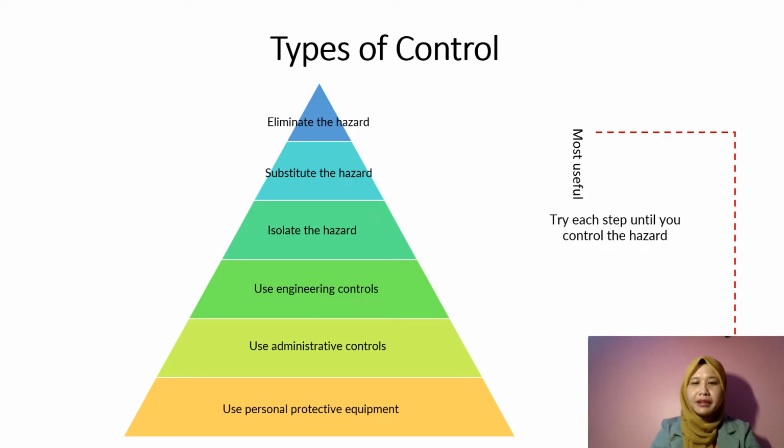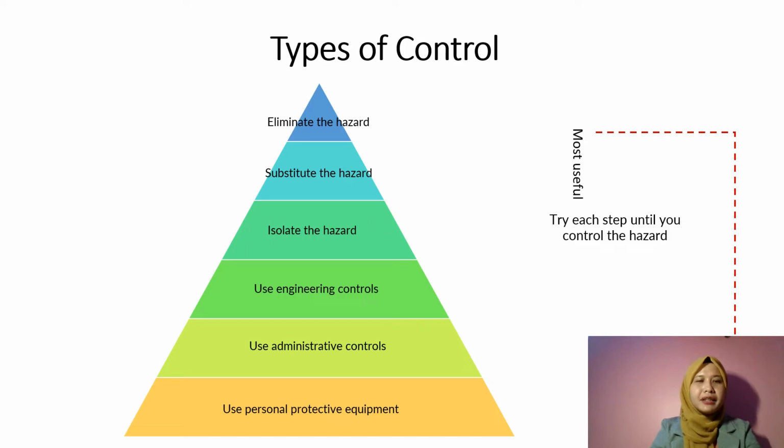The second level is substitute. Sometimes doing the same work in a less hazardous way is possible. For example, a hazardous chemical can be replaced with a less hazardous one. Control must protect workers from any new hazards that are created.